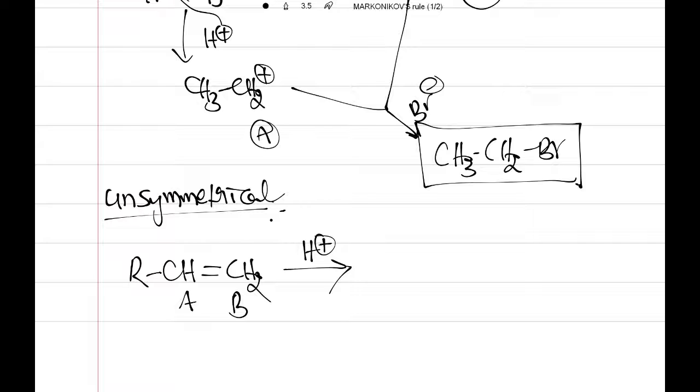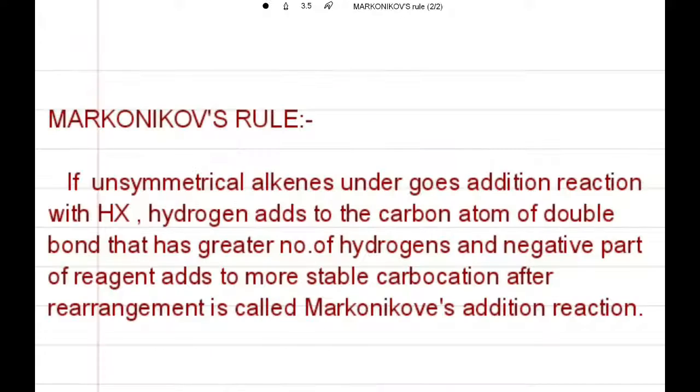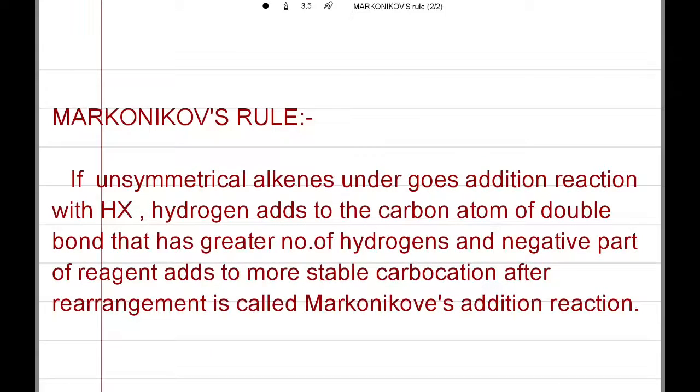Now we will go with what the Markovnikov addition reaction is. Just look at this Markovnikov addition reaction. What is the Markovnikov rule?